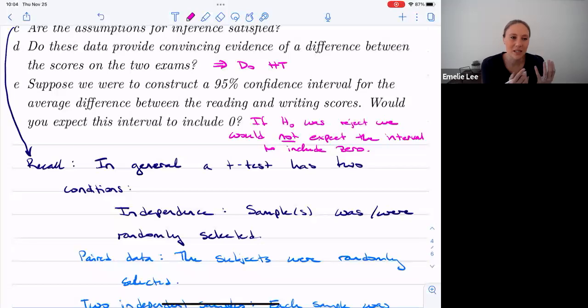And so if H naught was rejected, I'd hate to know how many spelling mistakes or typos, let's call them, I have in my notes.